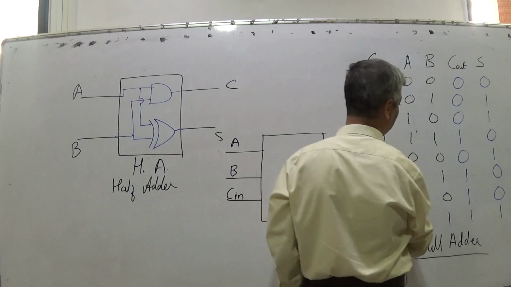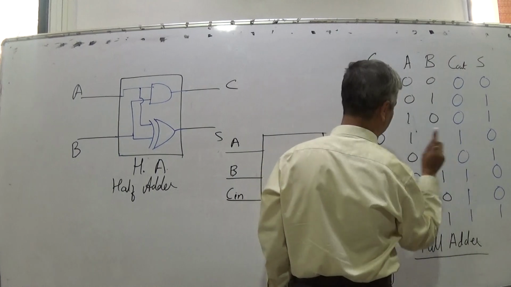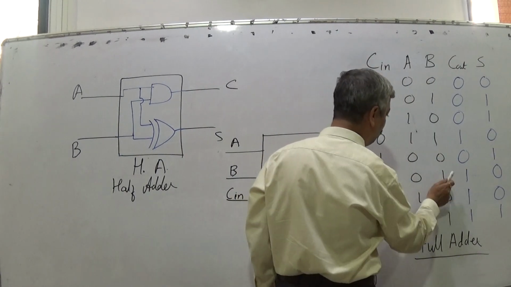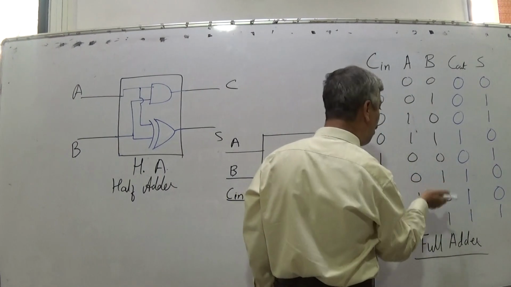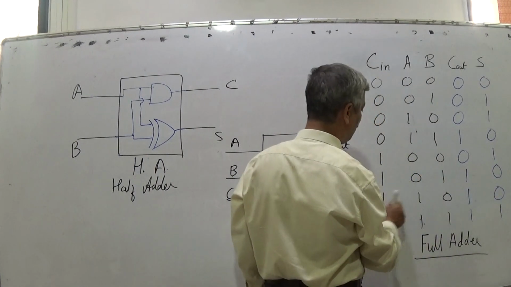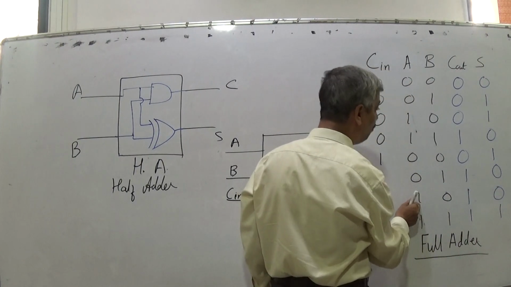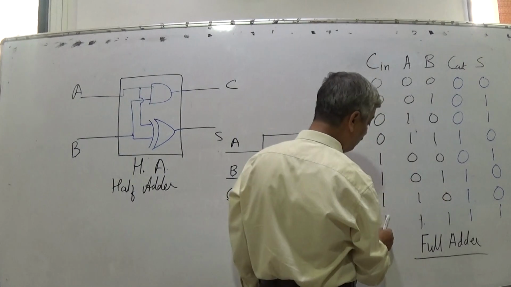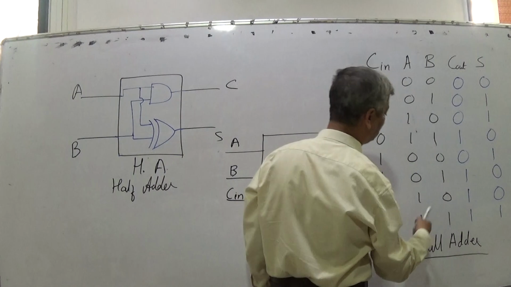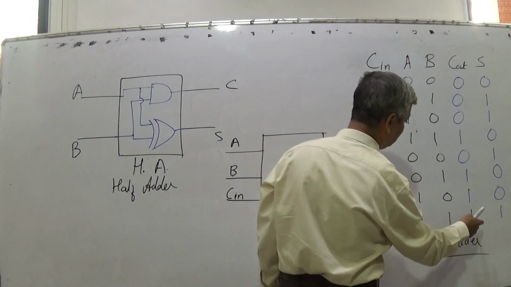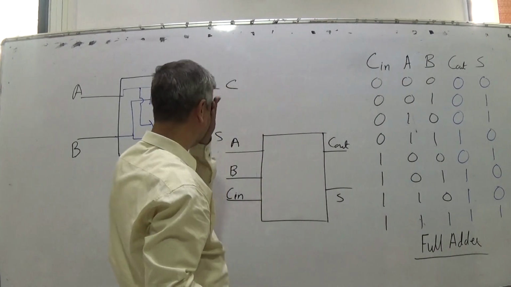Number of ones 1, that is odd, sum 1, number of ones less than 2, carry 0. Number of ones 2, so even, sum 0, but number of ones 2 or more, carry 1. Number of ones 3, it is odd, so sum 1, and number of ones 2 or more, carry 1. So this is called as full adder.